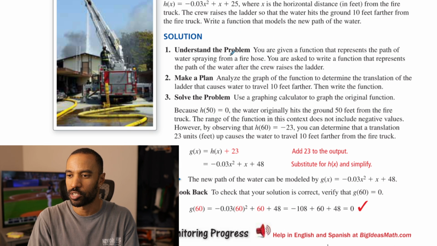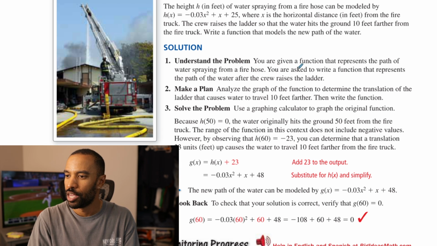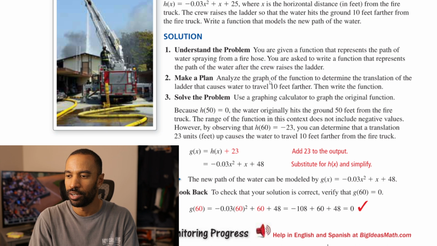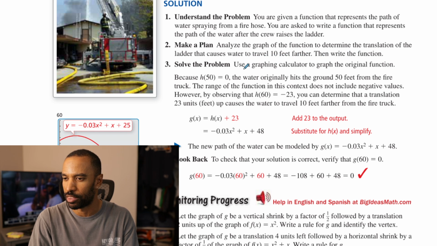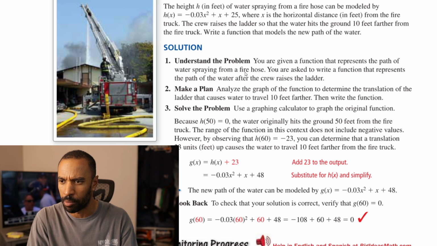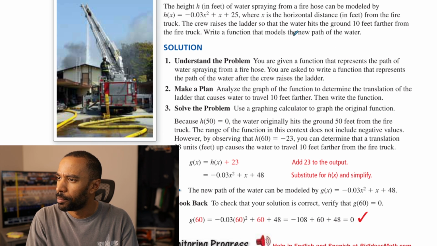But you're given a function that represents the path of water spraying from a fire hose. You're asked to write a function that represents the path of the water after the crew raises the ladder. So you analyze the graph of the function to determine the translation of the ladder that causes the water to travel 10 feet farther, then write the function. I still got to follow this a little bit more because the crew raises the ladder so water is 10 feet farther.